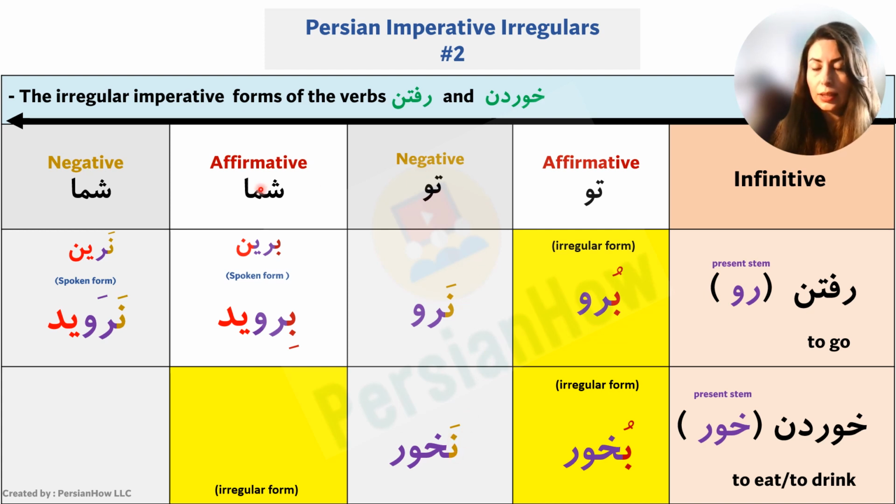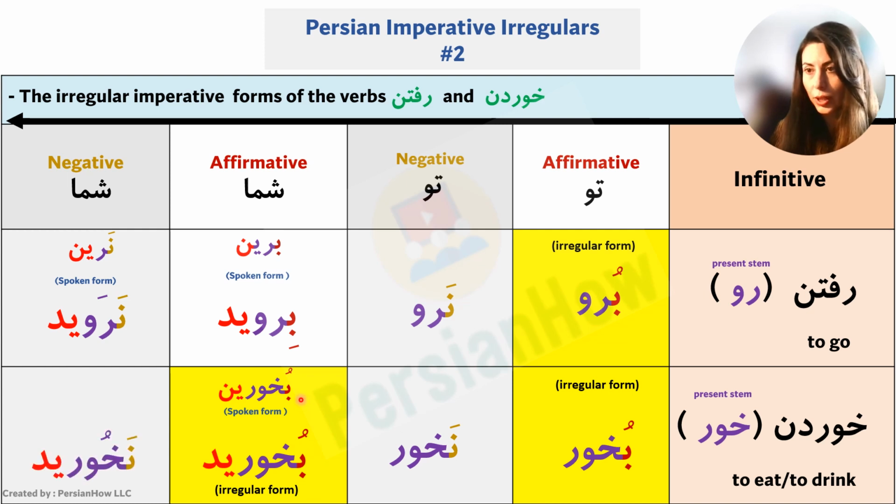And then the شما one is not بخورید, is بخورید, which the spoken one, we say بخورین. And then نخورید, the spoken form is نخورین. So these are just regular. They follow the regular pattern. Only these three here, the pronunciation changes.